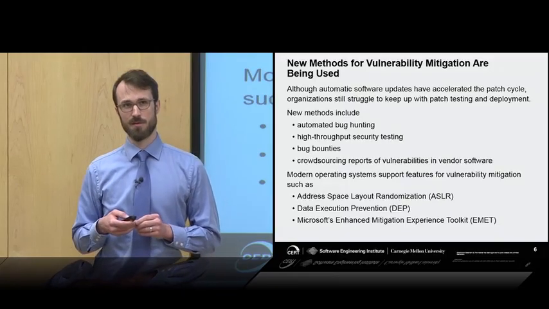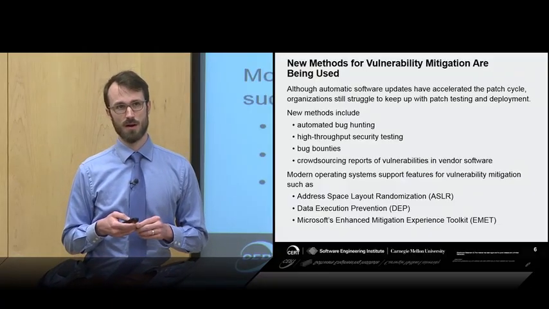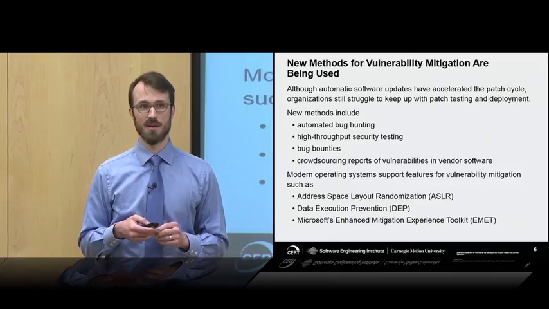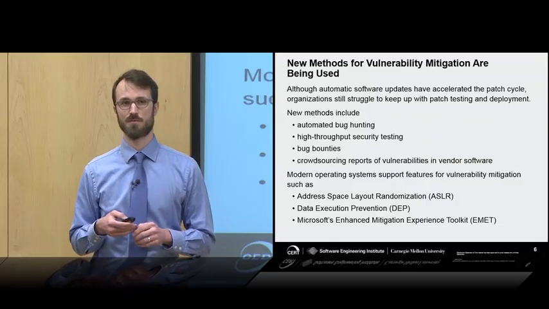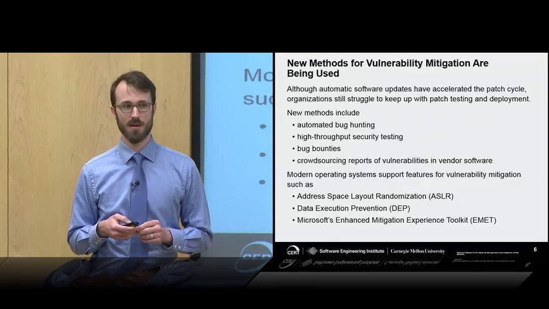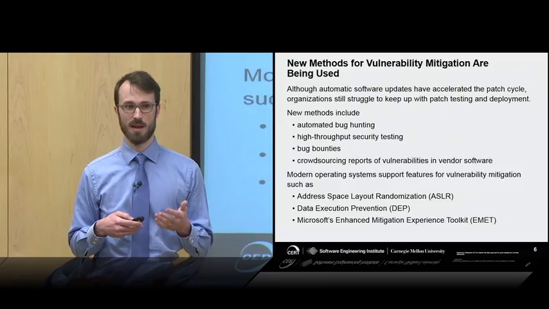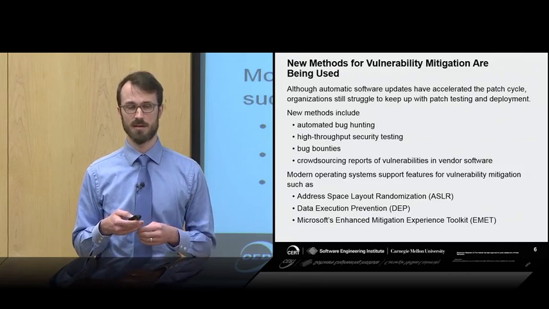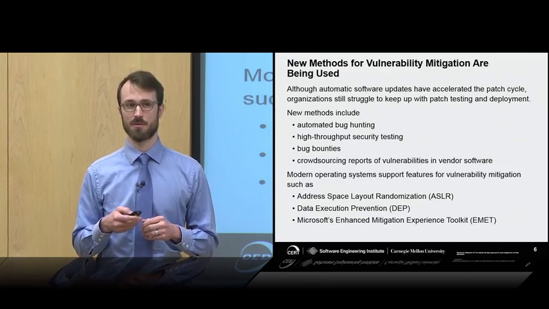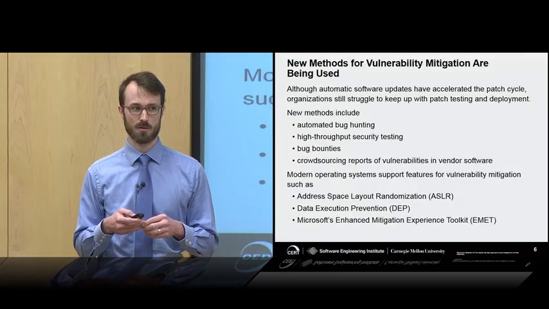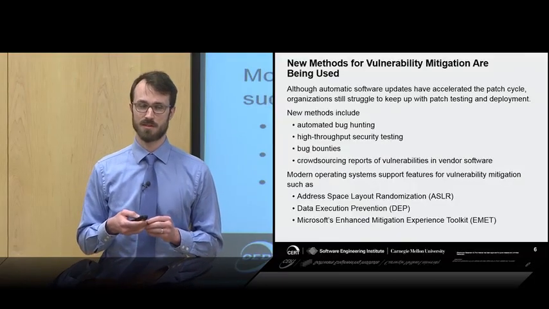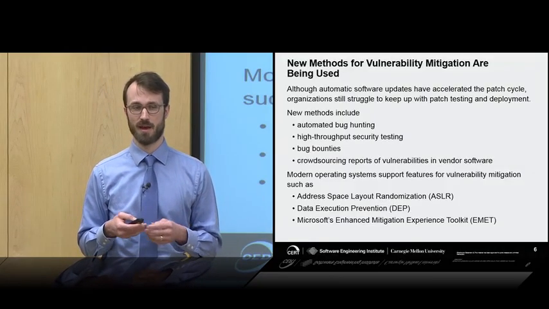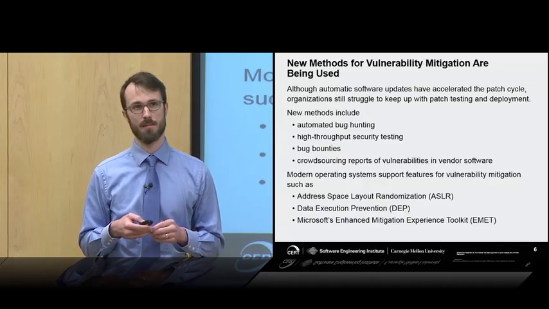Some new vulnerability mitigation methods are being used, though. Automated bug hunting. In this context, that means not aliens. It means the fuzzing of software that's in development or after development. And what fuzzing is, you take a binary and attempt to put different inputs into input spaces and attempt to create bugs or crashes that would allow you to exploit that code. Fuzzing will do that in an automated way and hopefully find a lot of the bugs or vulnerabilities that are in the software at that time.